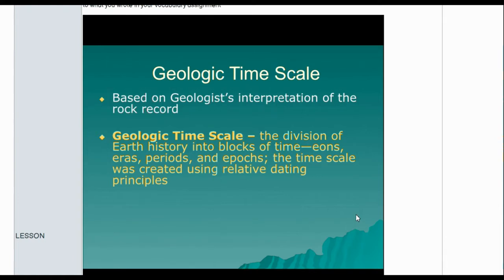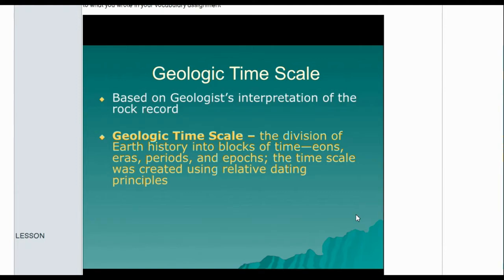So we are going to go through the geologic time scale and look at the basic general information today. First of all, it's based on interpretation of rock records. So geologists are going to look at the rocks that they find, and then they're going to use what's known as relative dating principles to determine how old those rocks are and put them in order, oldest to youngest, and list out some things that are together around the same amount of time based on where they're found in those rock strata, those rock layers.